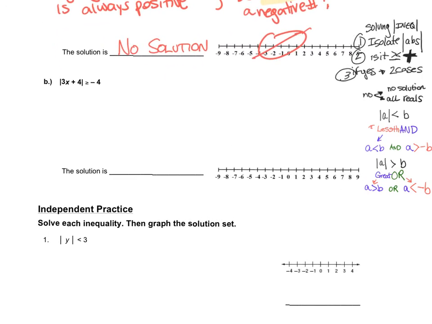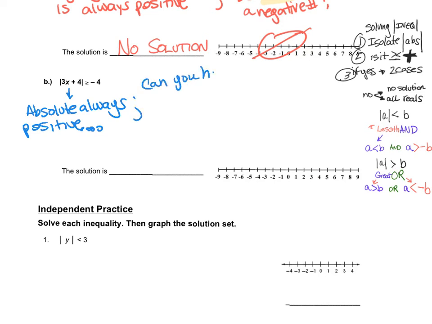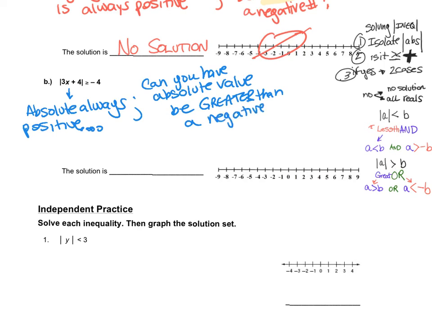Let's look at the next question. Similarly, you ask yourself, if I know that the absolute value is always going to be positive, can you have an absolute value that is greater than a negative?